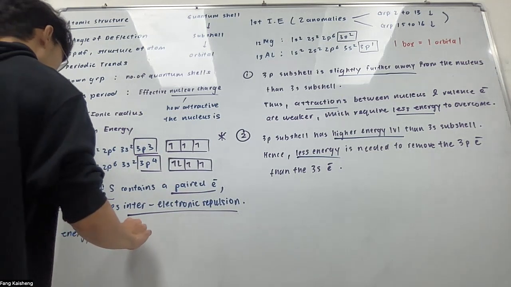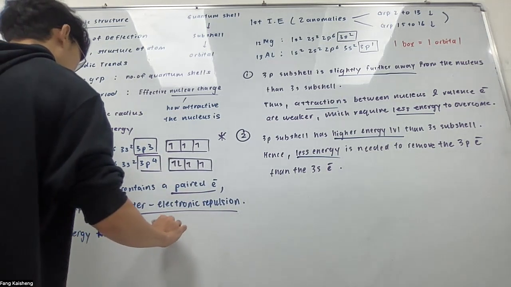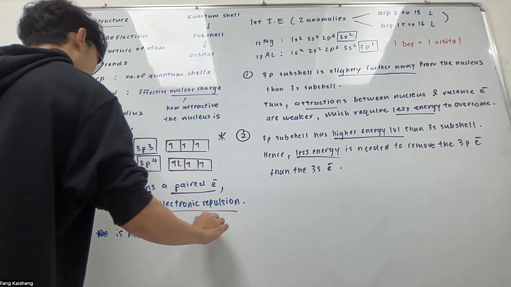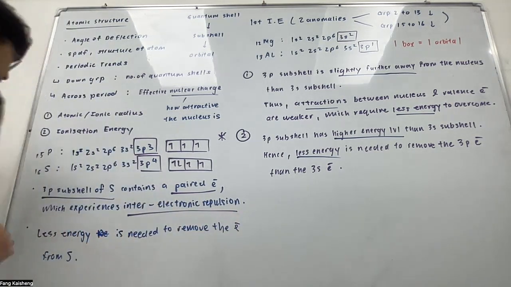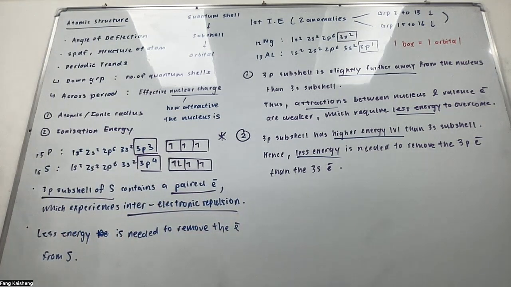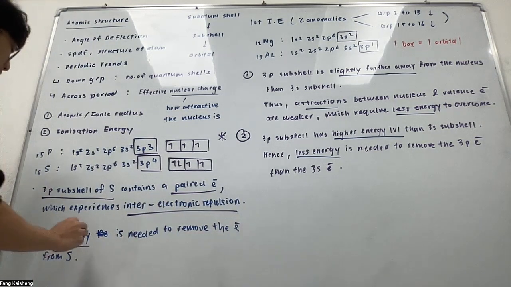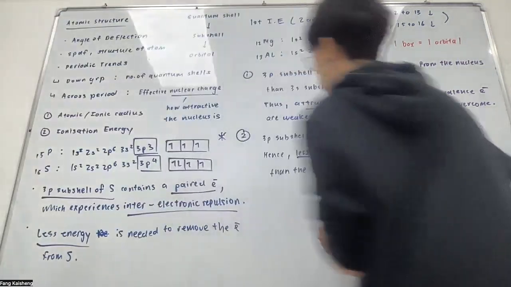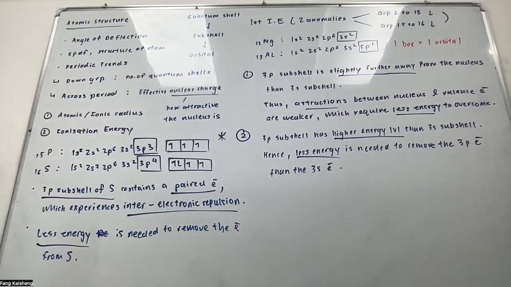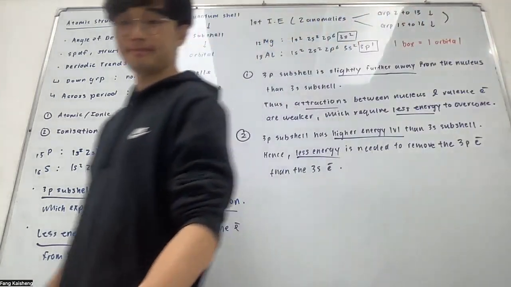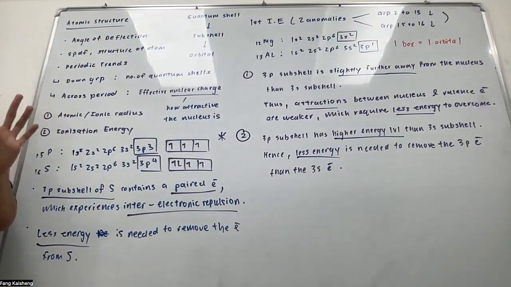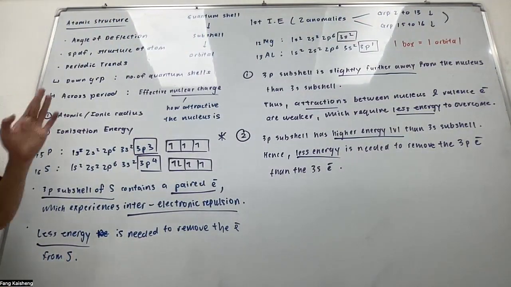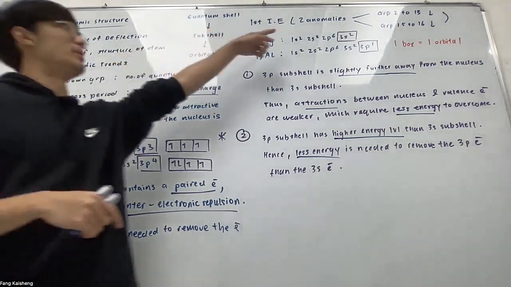Less energy is needed to remove the electron from sulfur. Ionization energy, you must always talk about energy. Okay, so that concludes this ionization energy anomalies portion.